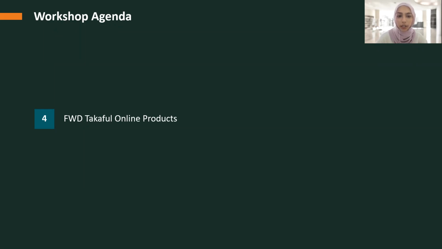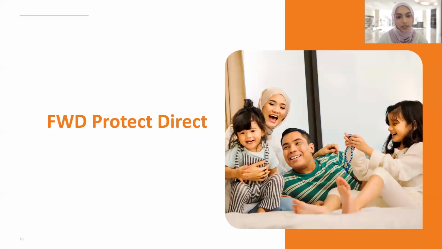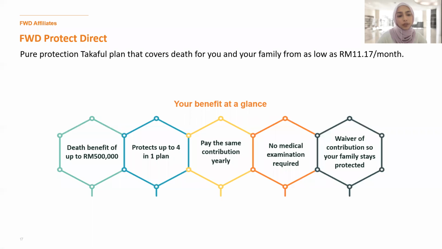Now, let me share a little bit about the online products that we have so you can have a better idea on what you can share to your family and friends and which product would suit them better. The first one that we have is FWD Protect Direct. Now, FWD Protect Direct is a family plan. It's a family takaful plan that covers for death for you and your family from as low as 11 ringgit and 17 cents a month. It is extremely affordable and you can do the whole thing online. So it's very, very convenient, especially during this pandemic right now.